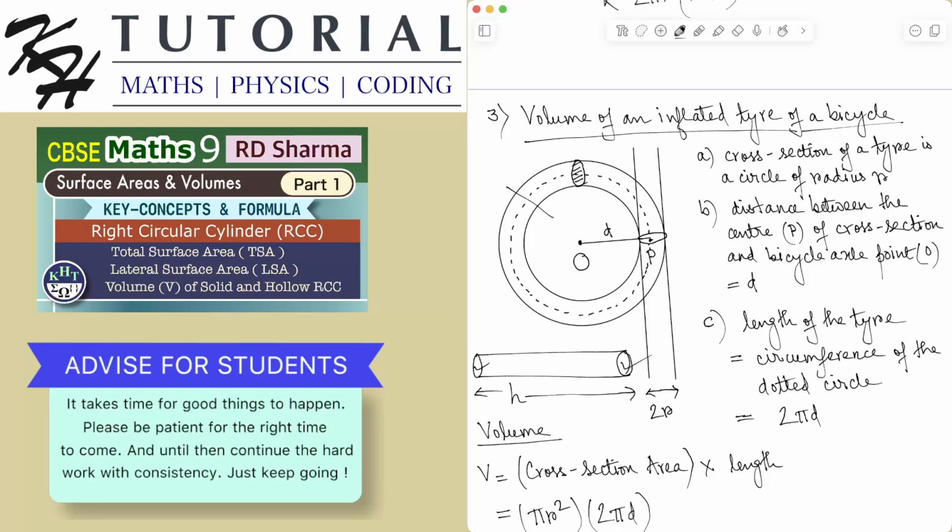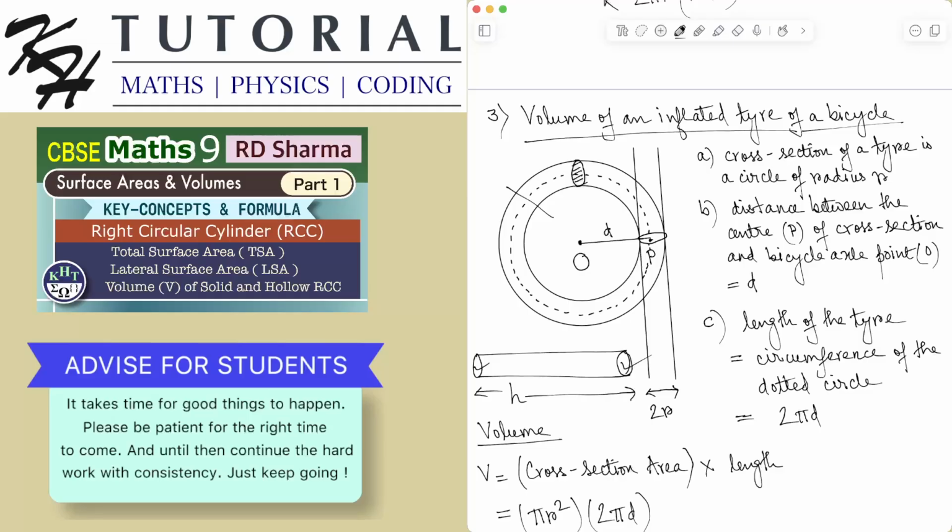That is the D. You can see that the length h will actually be the circumference of the dotted circle. Now, what is the dotted circle? It is a circle having radius equal to D, and the circumference of the dotted circle is actually the length of the RCC, which is h. So h will be equal to 2 pi D, because the radius of the dotted circle is nothing but the distance between the center of the circular cross section of the tire and the axle, which is OP.